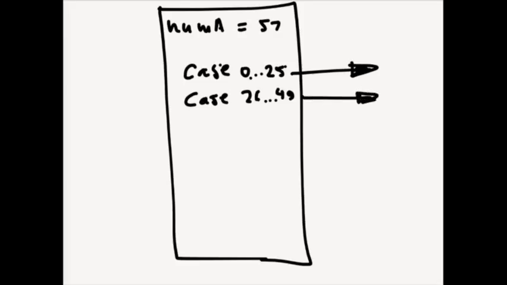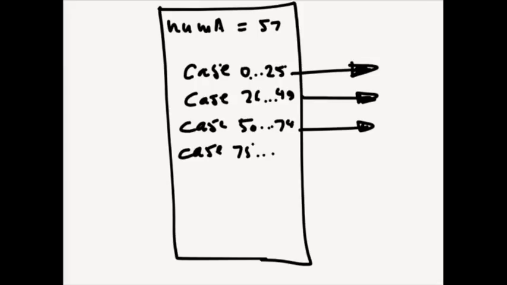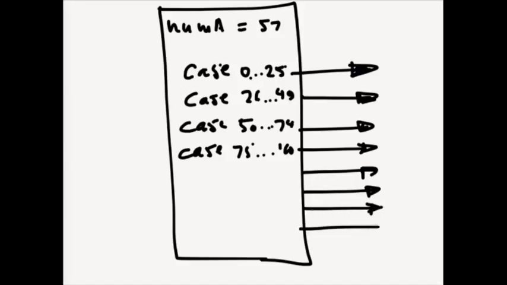So that's the second option. And we can check if the number is between 50 and 74. We can have a third option. And we can check if the number is between 75 and 100. And we can have a fourth option. We can have multiple cases, as many cases as we want to. These are all the individual if statements.